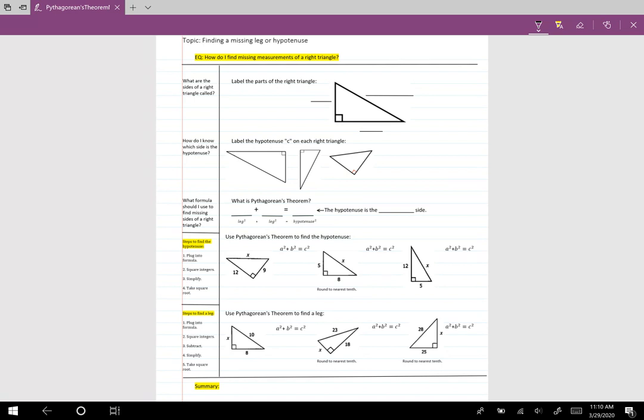I'd like you to pause the video to copy down the notes outline. After you have all of this down, unpause the video and we can go over the notes together. Pause the video now.